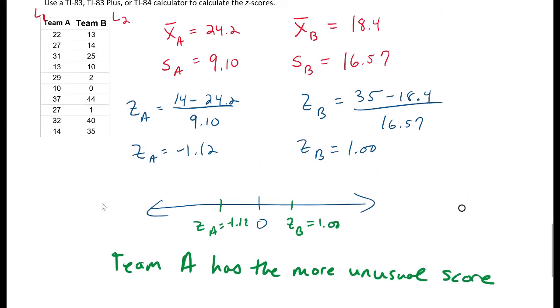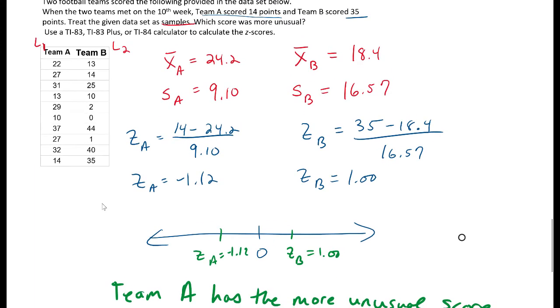All right, there we go, folks. That's how you're going to use your calculator to find standard deviations. And then once you have these standard deviations and means, you're able to find the respective z-scores.